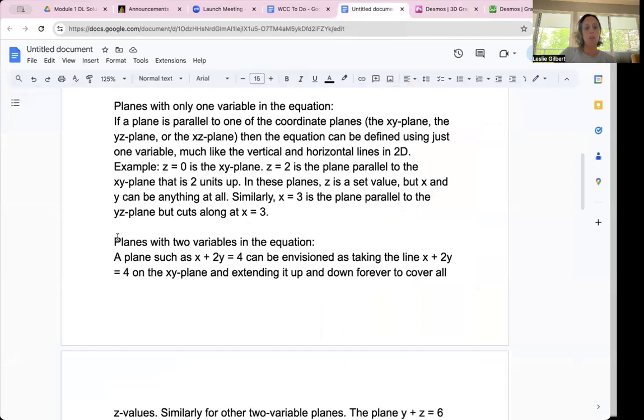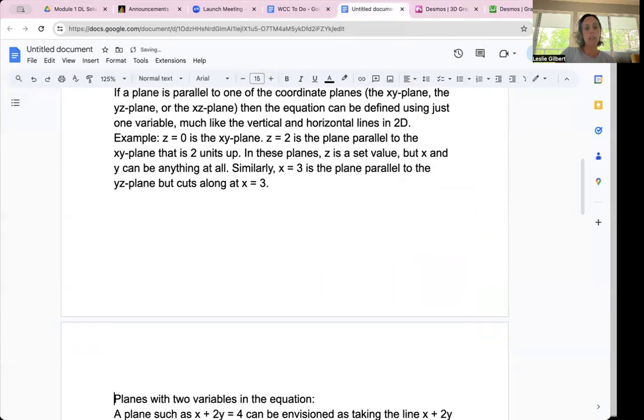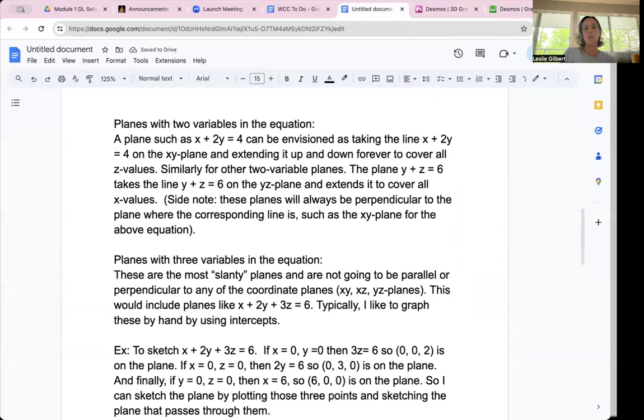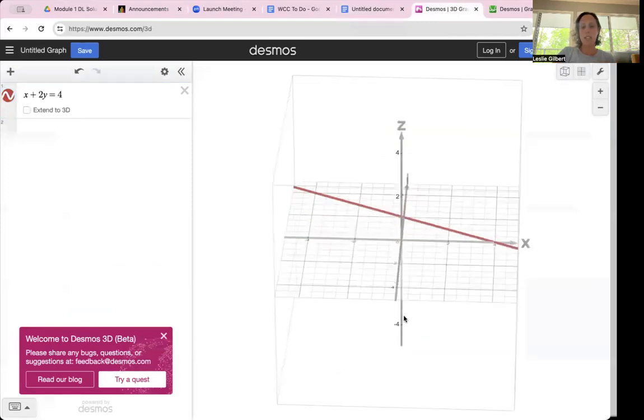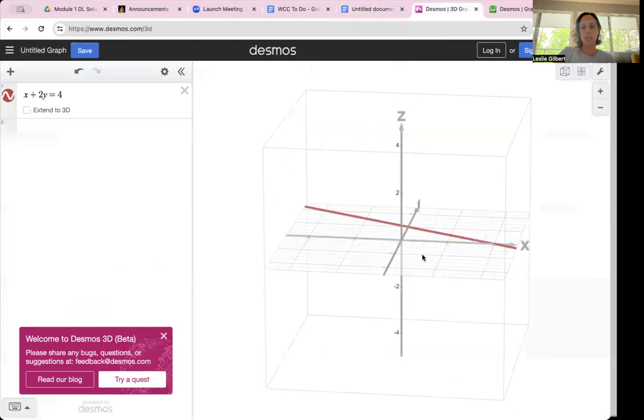Now, I can also have planes with 2 variables in the equation. An example I have here is X plus 2Y equals 4. What I like to think of if I want to envision that is taking that line sitting in the XY plane, X plus 2Y equals 4, which let's go ahead and graph without it being extended to 3D. See how that's just that line in the XY plane?